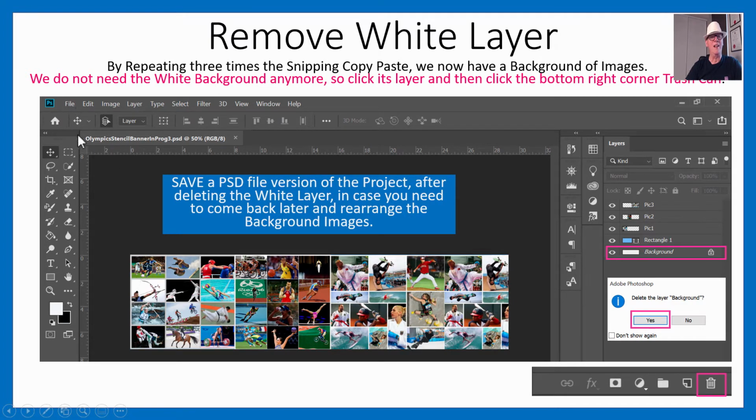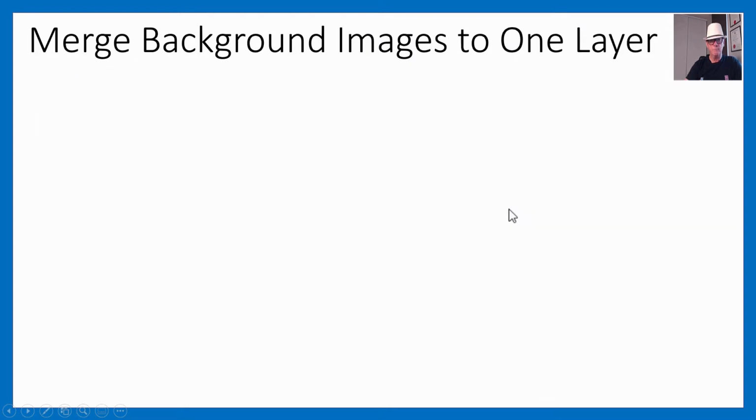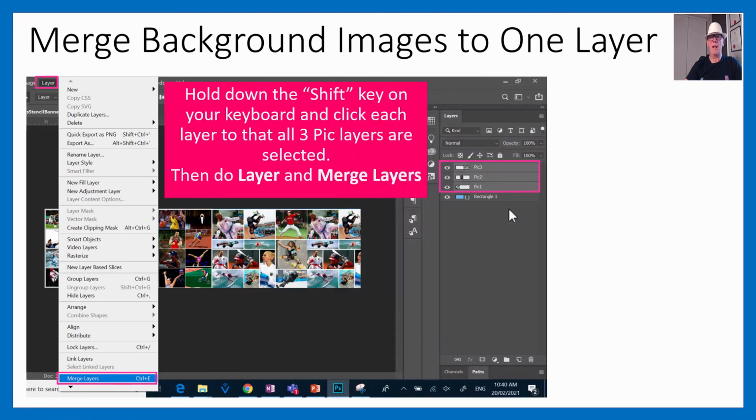At this stage, you should save a PSD file version of the project. Just go File, Save As, and make sure it's saved as a Photoshop file, because that way we could always come back to this if we needed the background images and wanted to try the lettering again. So save this as V1, or version 1, but make sure it's a PSD Photoshop file.